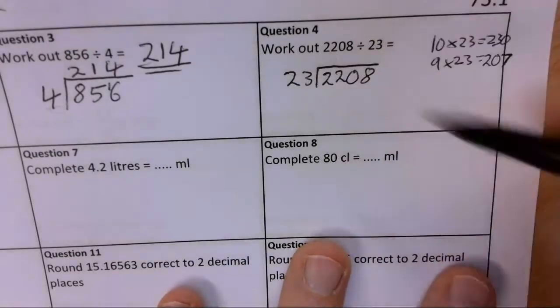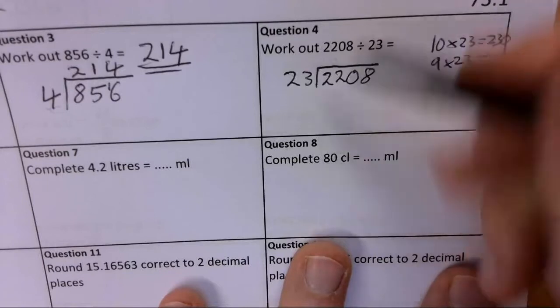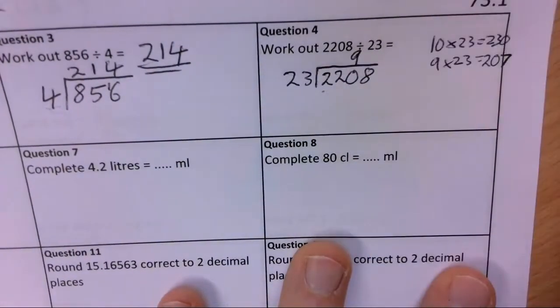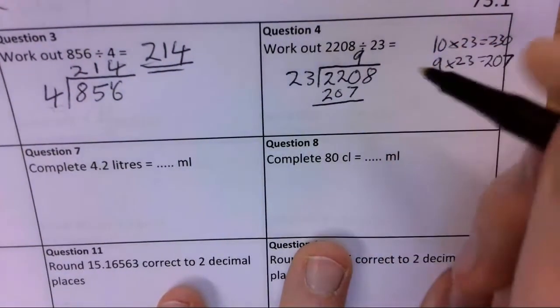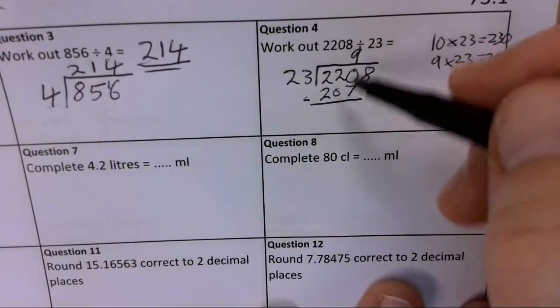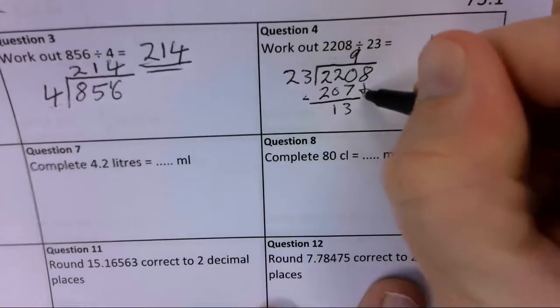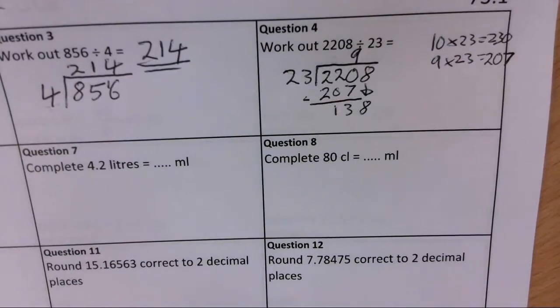So I'm going to use a slightly longer bus stop, with a long division method here. So it goes in 9 times. That gives me 207. If I take that away, this is long division, then I'm going to get 13 here. And then I'm going to pull this 8 down. So then I've got to think, how many 23s go into 138?